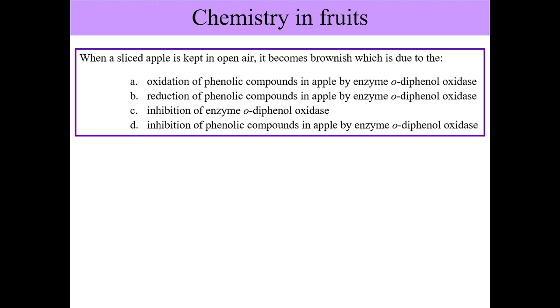Okay. So oxidation of phenolic compounds in an apple by an enzyme O diphenol oxidase. Is that the case? Then in the second option, we have reduction of the phenolic compounds in apple by enzyme O diphenol oxidase. Then there is inhibition of the enzyme O diphenol oxidase. And finally, we have inhibition of phenolic compounds in the apple by enzyme O diphenol oxidase.